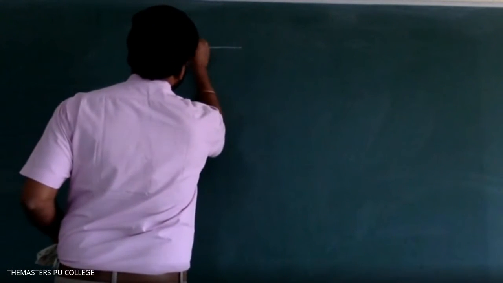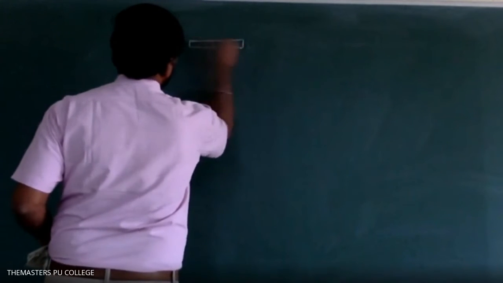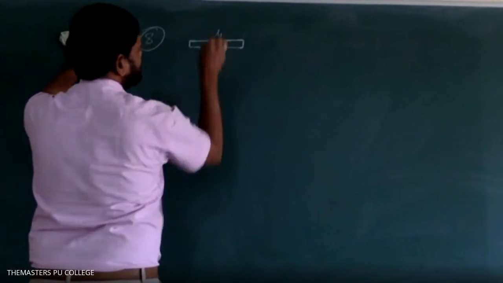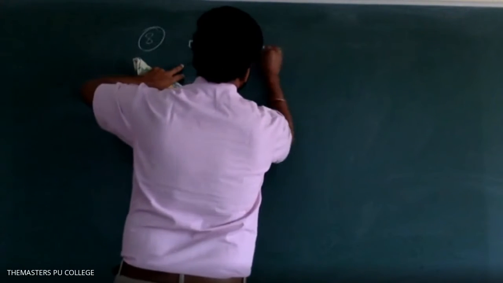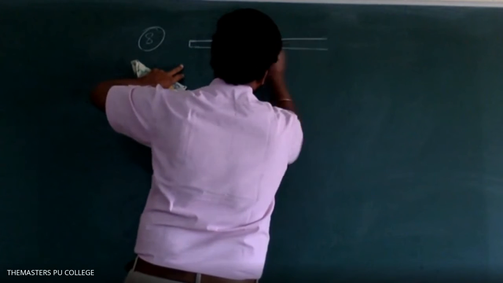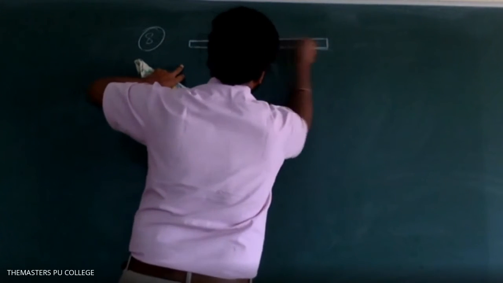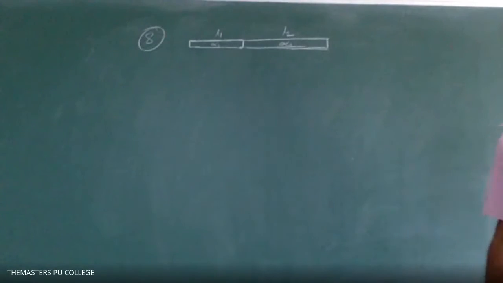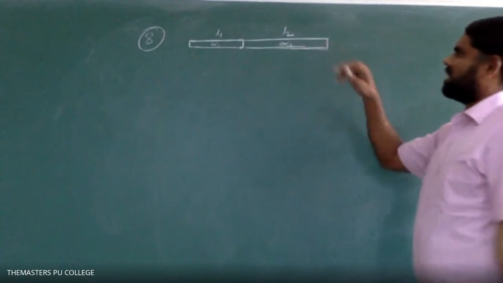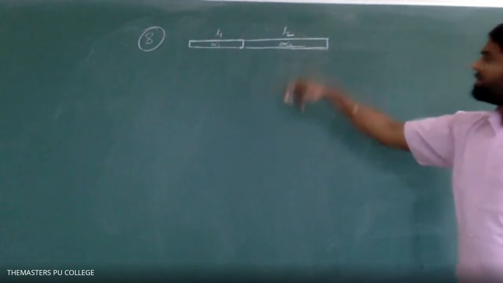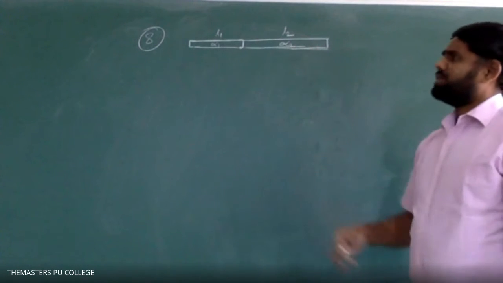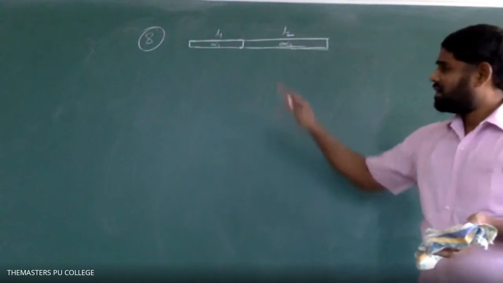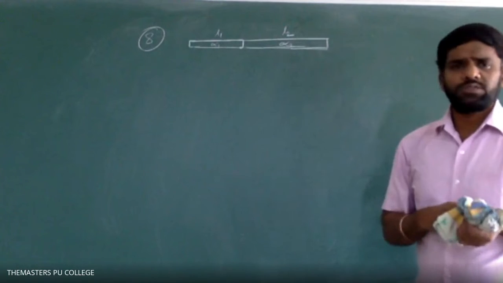These two rods are joined. Let L1 be the length of the first rod, whose coefficient of linear expansion is alpha 1, and this is another rod whose length is L2 and coefficient of linear expansion is alpha 2. These two ends are joined together. So what is an average coefficient of linear expansion? We'd like to find the equivalent linear expansion coefficient, which we have to calculate.